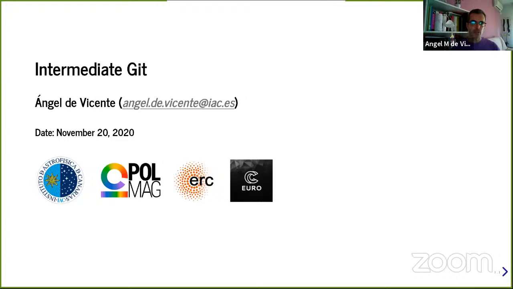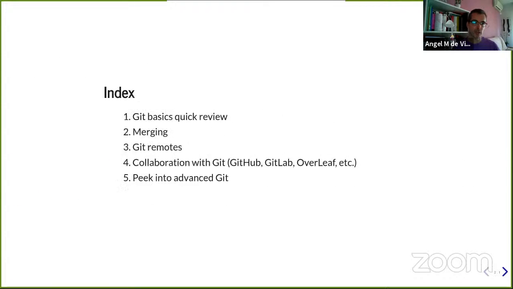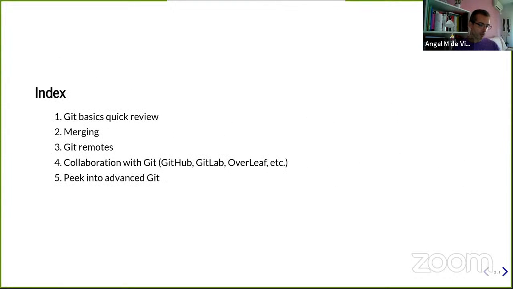So the idea of this one is to look at some, let's call them, intermediate features of Git. In the previous talk, we saw just the basic commands to use Git on your own in your computer without collaborating with anyone. So the idea of today is to learn the basics, especially Git remotes and how to collaborate with GitHub, GitLab or some other remote repositories, in order to collaborate with somebody else. Okay, so this is what we're going to cover today.